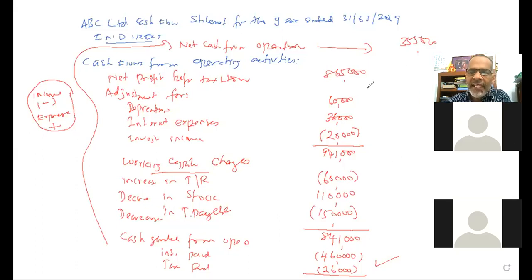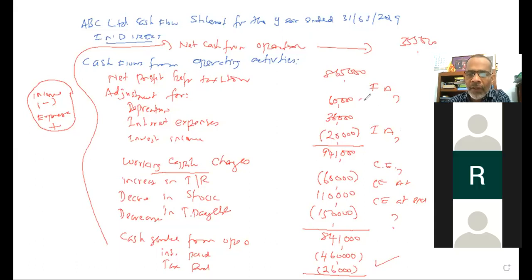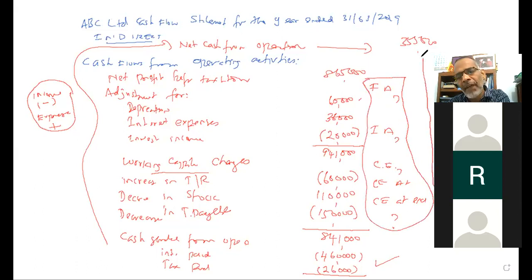Is there any change in the next part? Financing activities and the investment activities. Cash decrease during the period. Cash and cash equivalent at the beginning of the year. Cash and cash equivalent at the end of the period. Is there any change in this part comparing the direct method and the indirect method? No, sir. Therefore, whatever the answer I have given yesterday, please fill that in after 3.5 and find out the cash and cash equivalent at the end of the year. Okay?